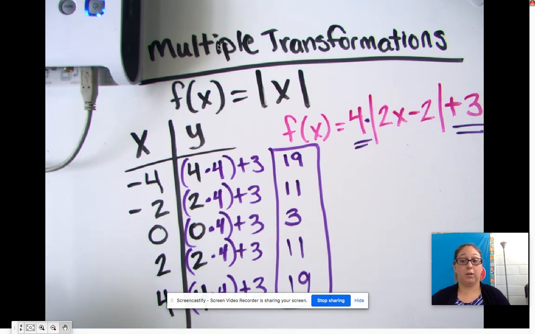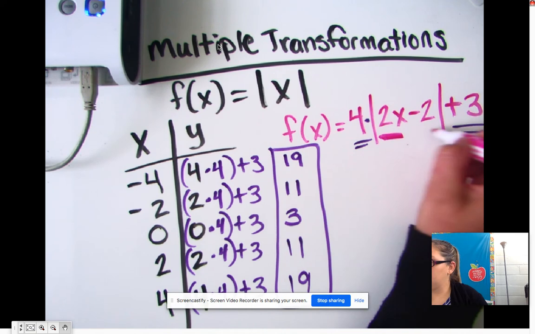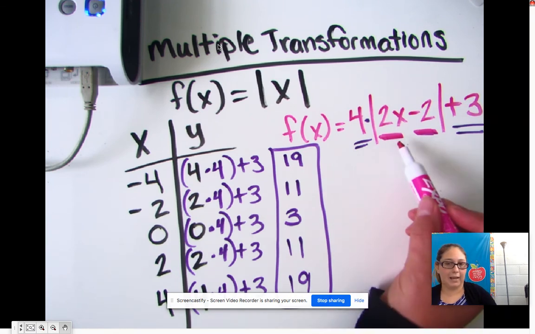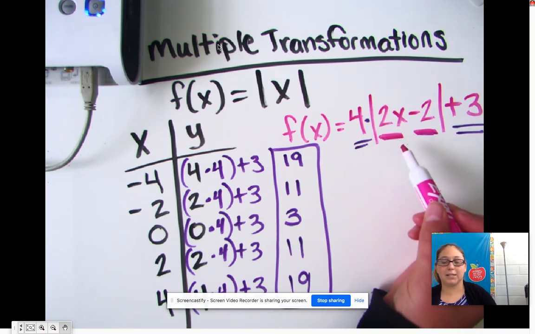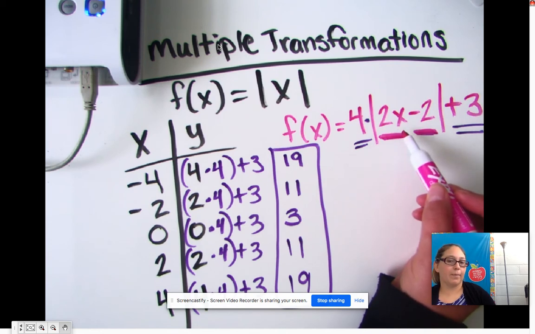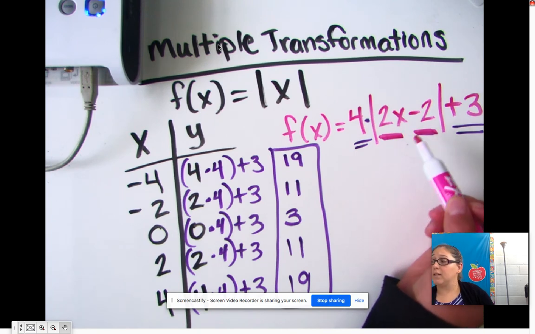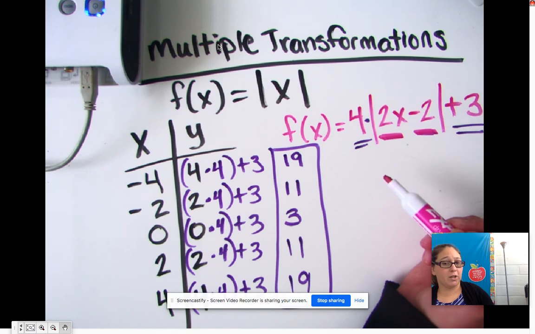Now, let's look at the x values. The x values, I'm going to do them in pink. The x values are inside. So inside my absolute value, inside parentheses, inside square root, whichever function we're talking about. In this case, it's an absolute value. So inside is talking about my x's because they're by my x's. So I'm going to have horizontal changes. It also means when they're inside that they're going to be an opposite transformation than it shows, right?